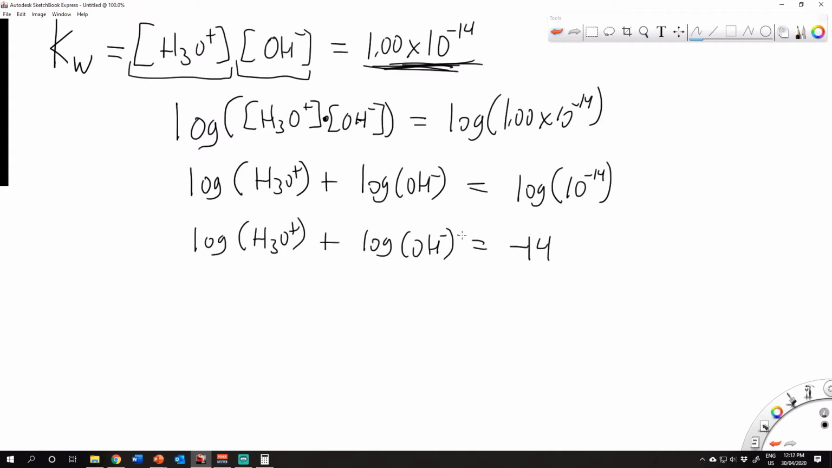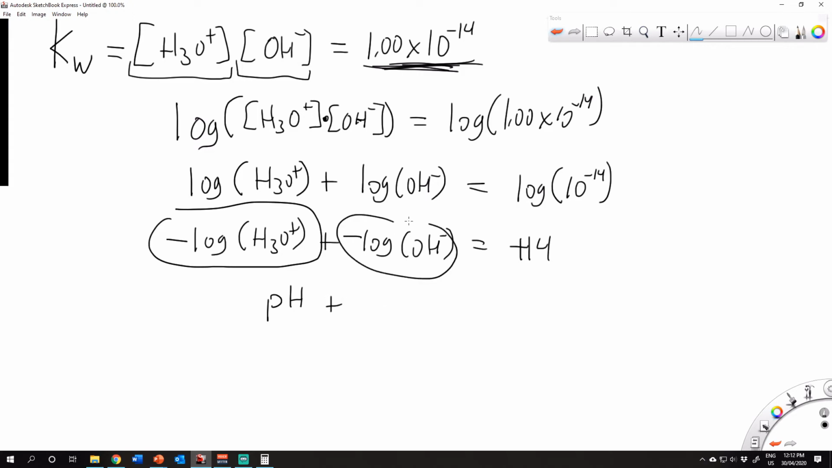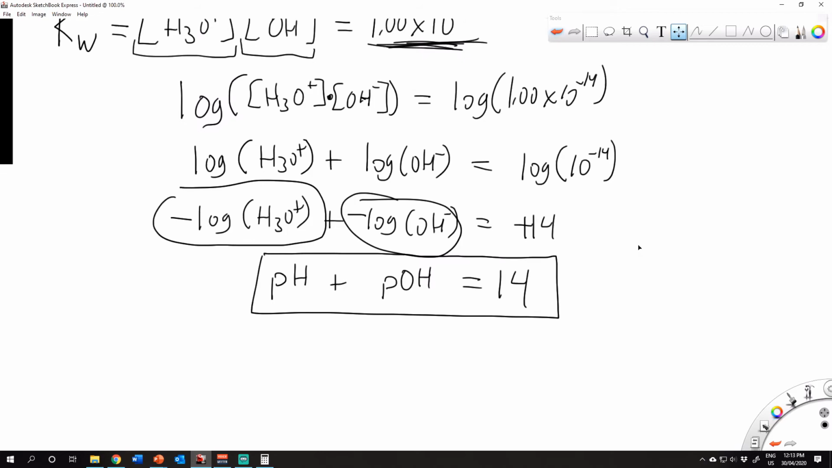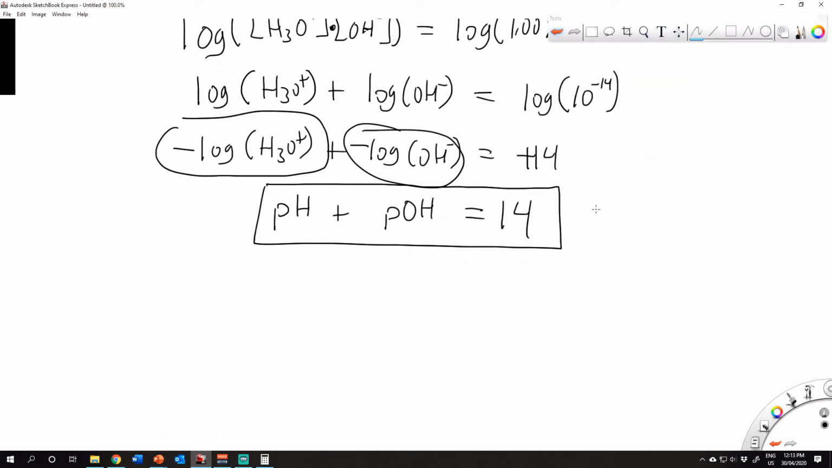Now, if I make everything negative, so if I make this negative and I make that negative, then this has to become a positive, and we get this relationship, because we know this is just pH, this is just pOH, and all of that is going to equal 14. So this is a really interesting relationship where the pH plus the pOH of a solution has to equal 14. Now I'll make a note that this is at room temperature.